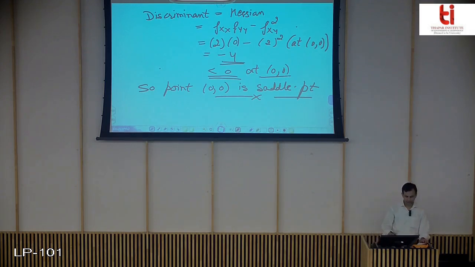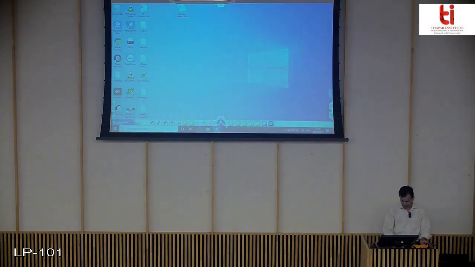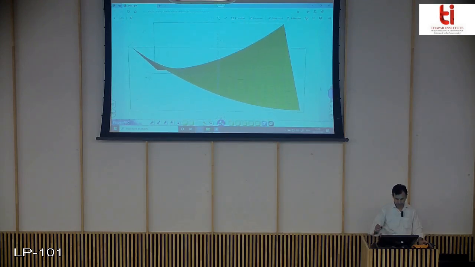So for the function f(x, y) equals x square plus 2xy, you have only (0, 0) as the saddle point. There is no other point where it has a maxima or minima. Here I can show you the figure where you can see how it is forming.